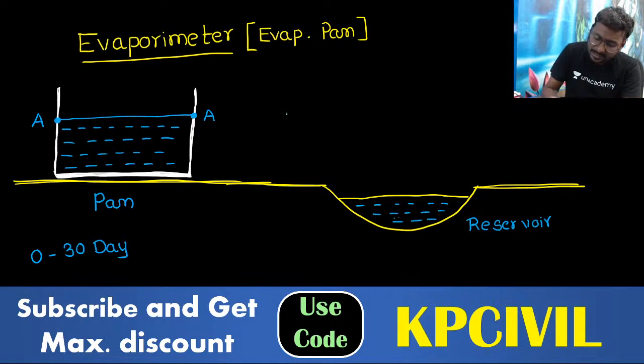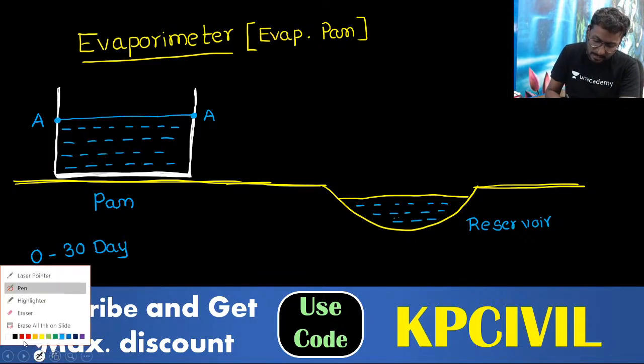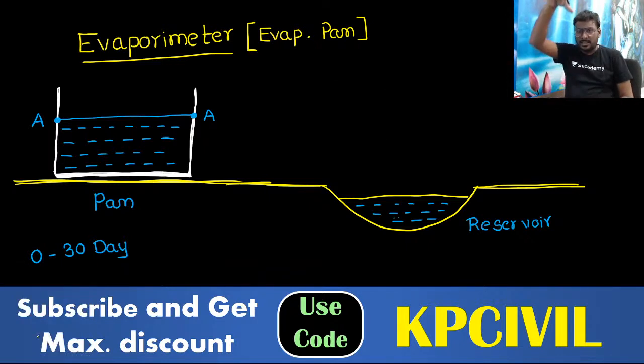Whatever forces are acting on this reservoir, solar radiation, the same sunlight is falling down. Whatever sunlight falls on the reservoir, the same sunlight falls onto the pan. Whatever wind velocity, whatever vapor pressure deficit, each and every atmospheric force is going to act as it is, similar to the reservoir, similar to the pan.